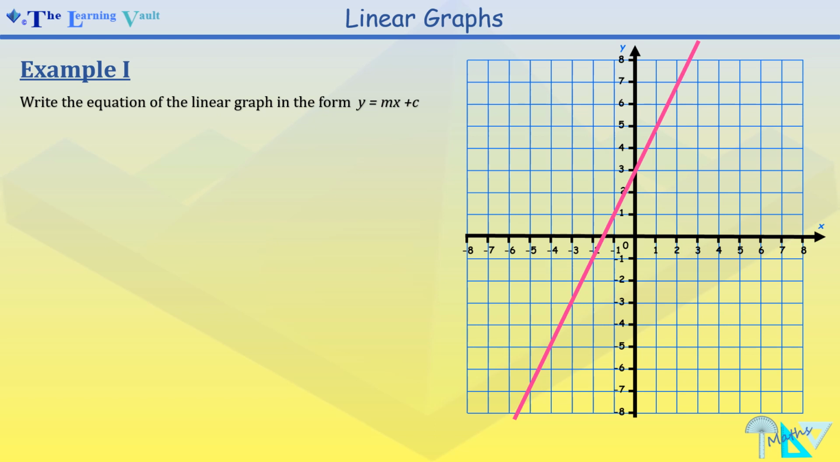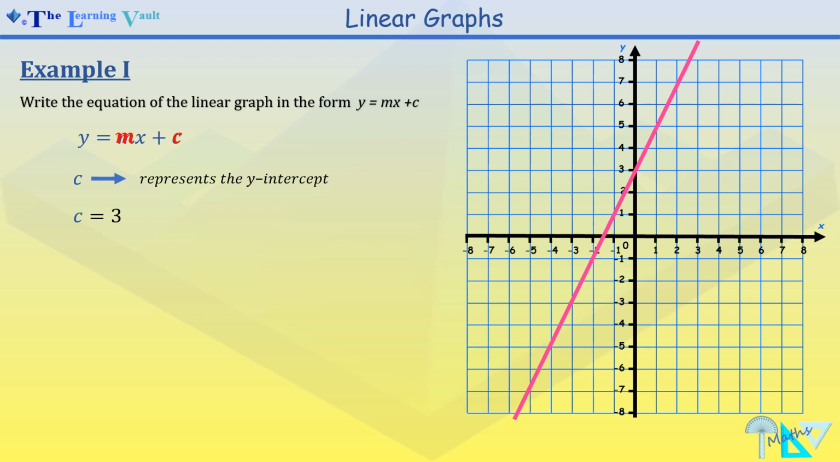Example 1. We're going to write down the equation of the linear graph in the form of y equals mx plus c. First, we're going to identify our intercept c. From our graph, we can clearly see that c represents the y-intercept, which is 3. So our c equals 3.